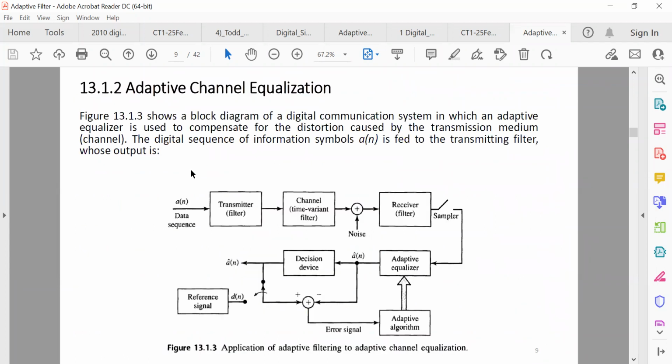Then we can also use this adaptive filter for channel equalization. What is channel equalization?